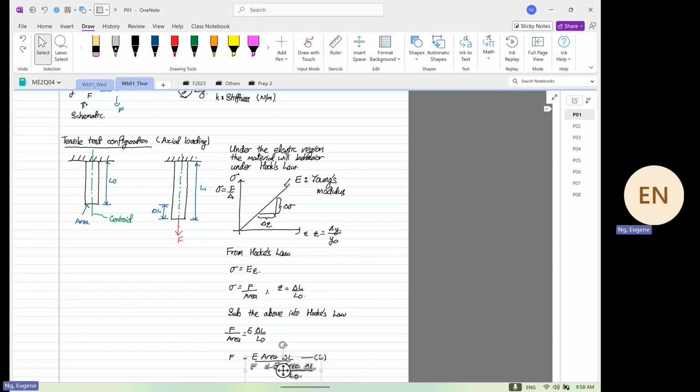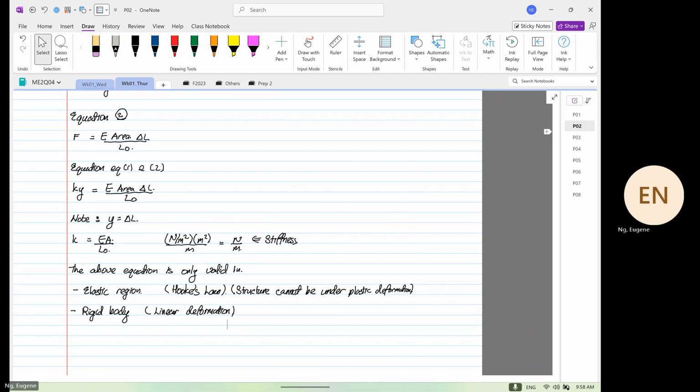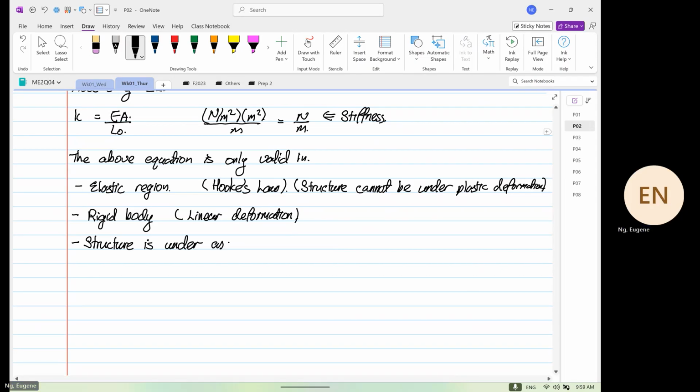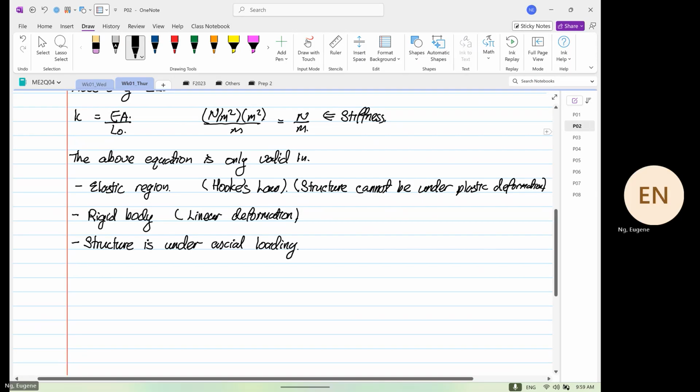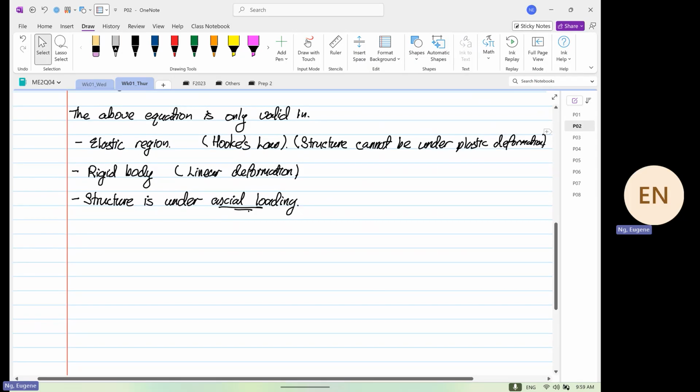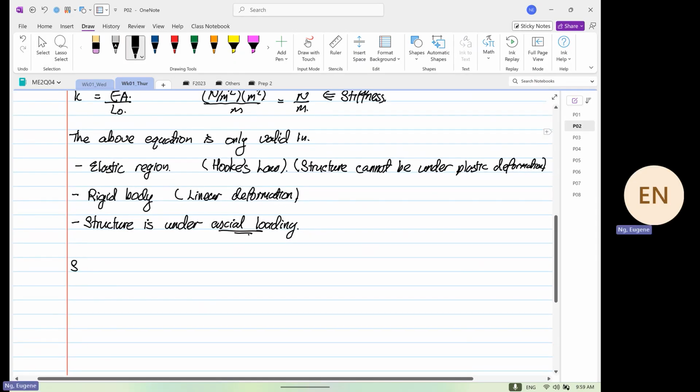So from here, a big factor to consider: it is only valid when the structure is under axial loading only. Are we clear? Okay, so this is when it is valid. And more about the stiffness: stiffness is directly proportional to Young's modulus and cross-sectional area.